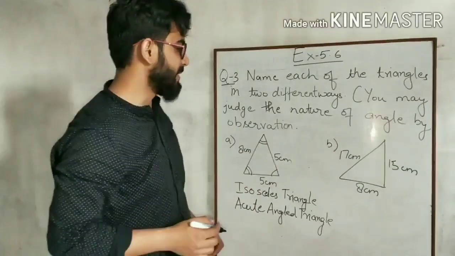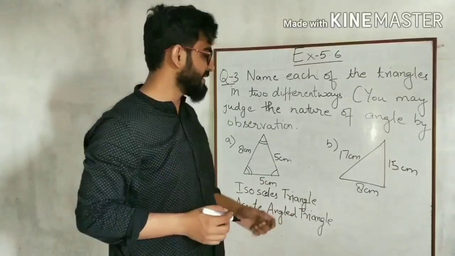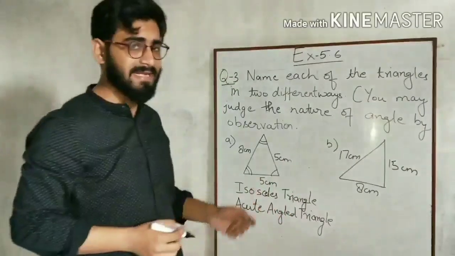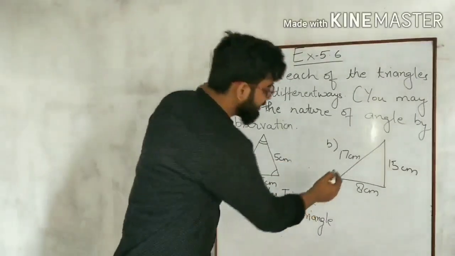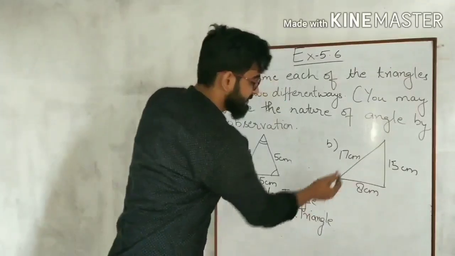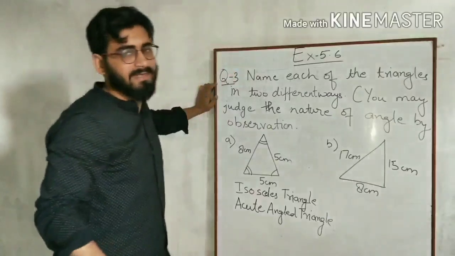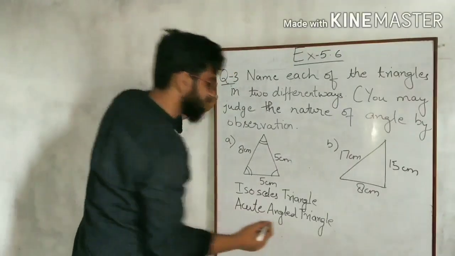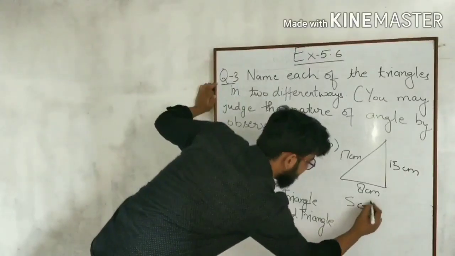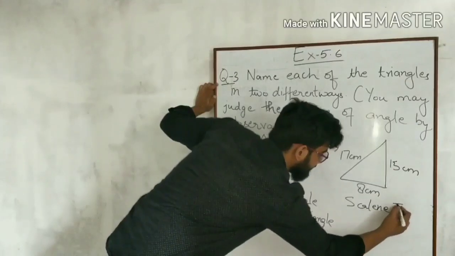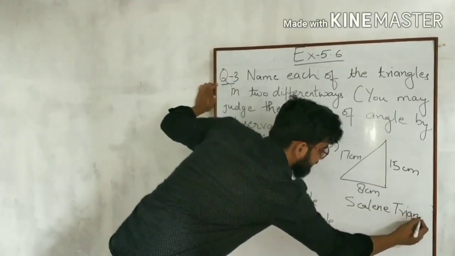Now see the B part. In B part, first of all, let us name this triangle on the basis of sides. You can see that all the sides are of unequal length. One is 17, the second one is 15 centimeters, and the third one is 8 centimeters. So all the sides are unequal. That means scalene triangle. Okay, this is a scalene triangle.